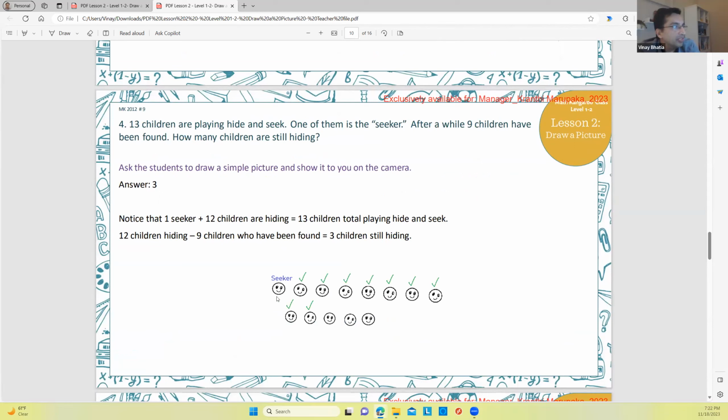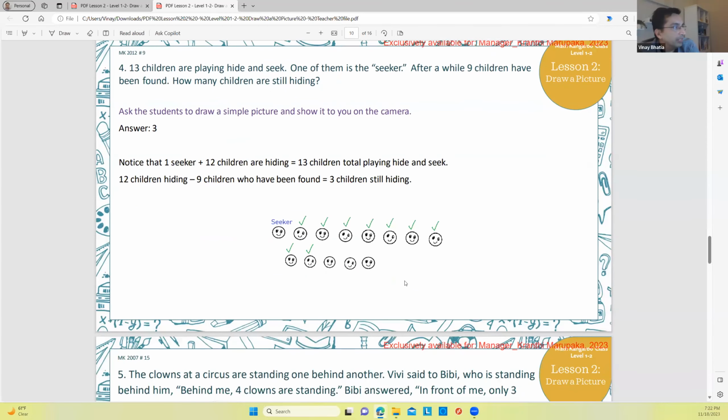We played the game of Seeker. So Seeker is shown with a different color. Then we did all the other players. And those players who are out, we can draw with a checkbox that they are out, or we can also cross them out. And then we count the remaining players.